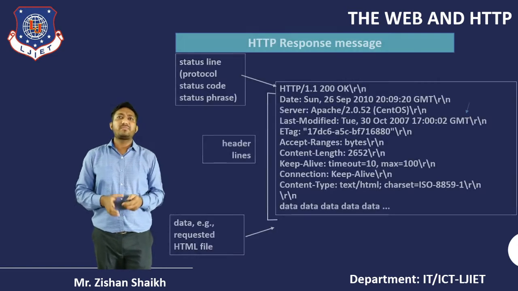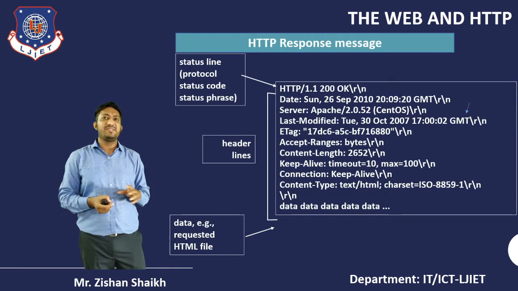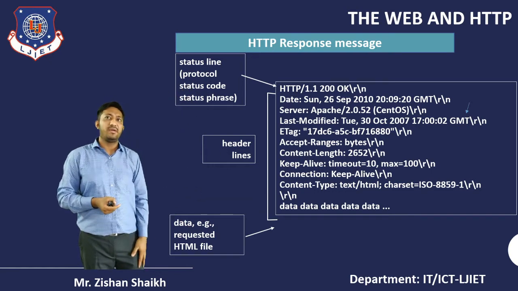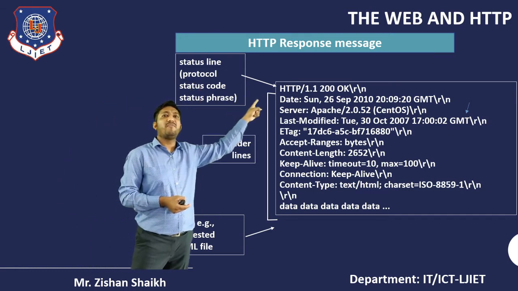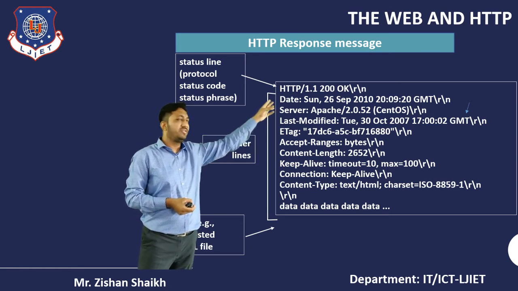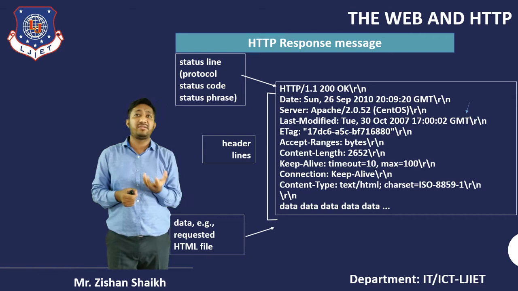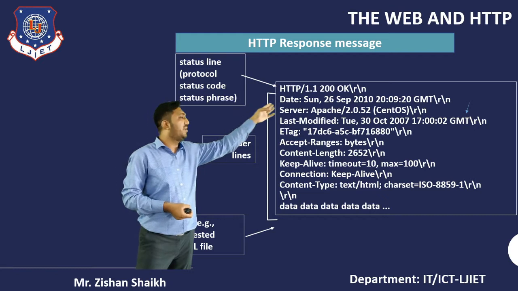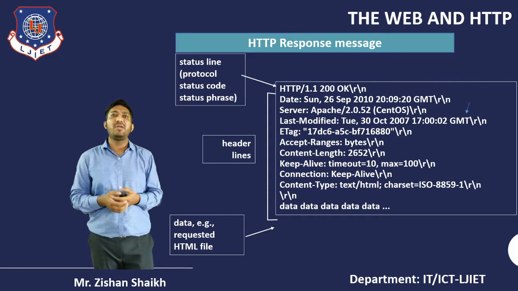Now we are moving to the HTTP response message. The response message is divided into three parts: status line, header lines, and data part. The status line first tells the version of HTTP. Here the HTTP version is 1.1, and then 200 and OK. That is all about the status. The status of my request is told by our status line. So 200 OK means the message was received successfully.